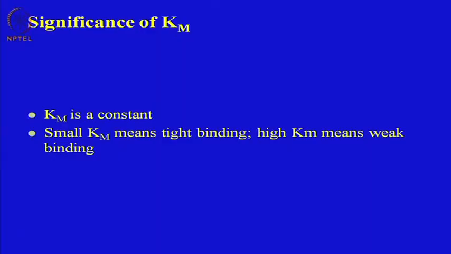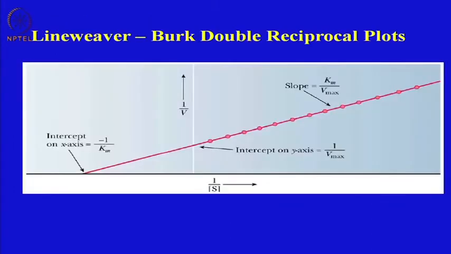So, in this way you can think of the significance of Km. Small Km, that means the Michaelis constant is small, means it is tight binding; Michaelis constant high means weak binding. So, you can also rationalize this in terms of the Lineweaver-Burk double reciprocal plot. You can just think of what happens to this plot when Km is high.